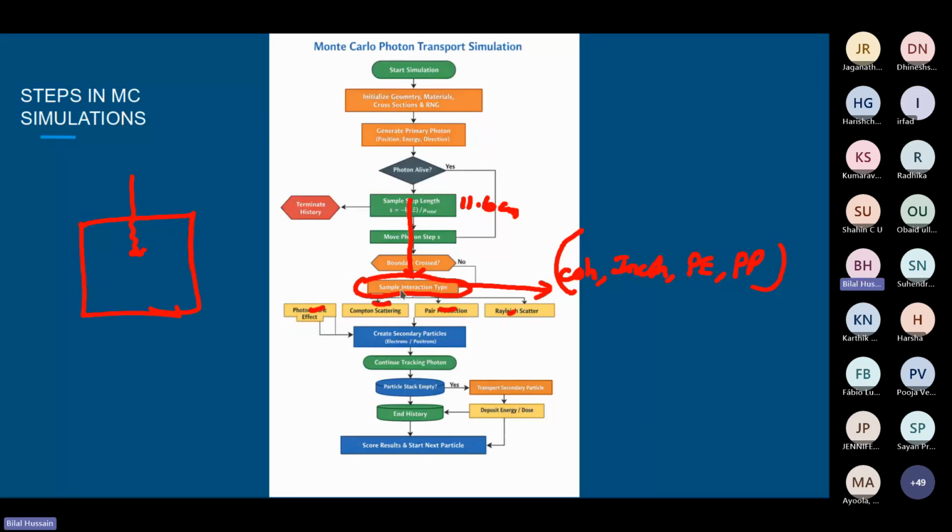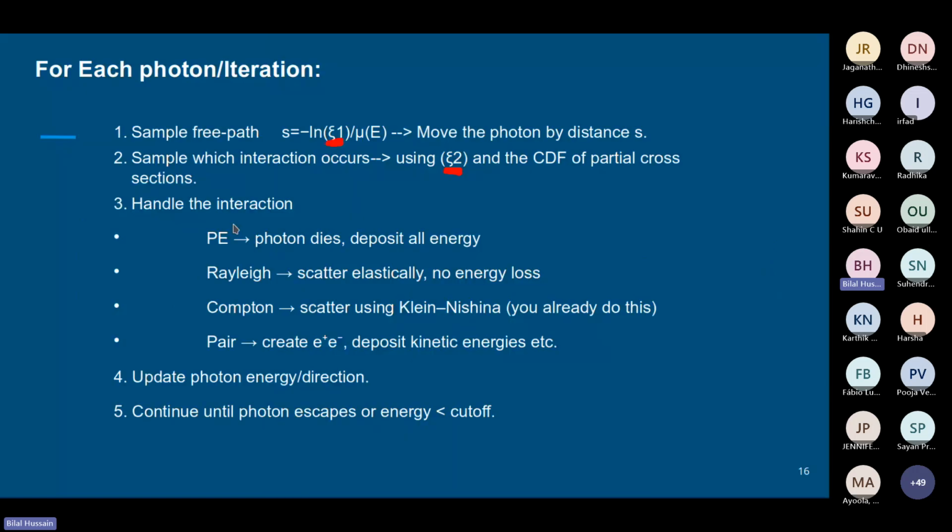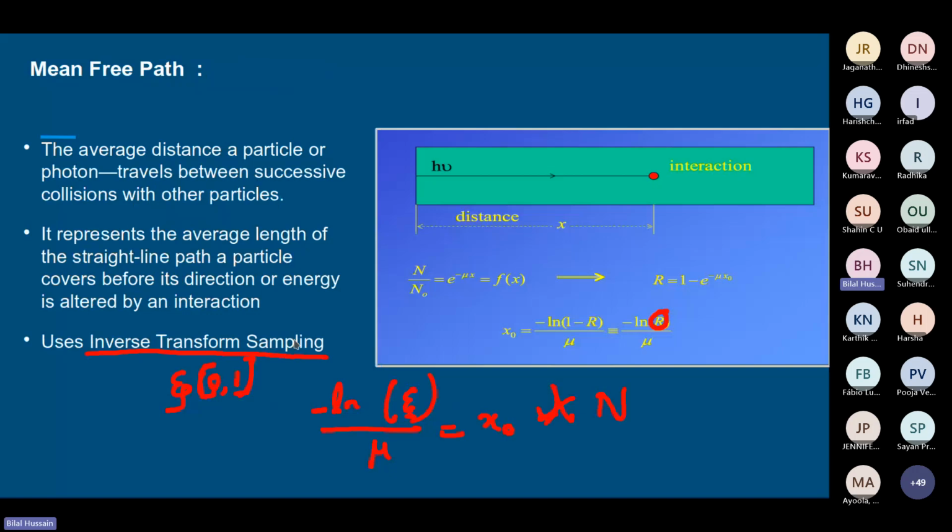Once I say this is the interaction type, then the physics part will come, that we're going to do now. Okay. So now up to this point, the Monte Carlo sampling methods and random number generators are being used. So here that's what I told you about. Okay. Hope up to this point it is clear.